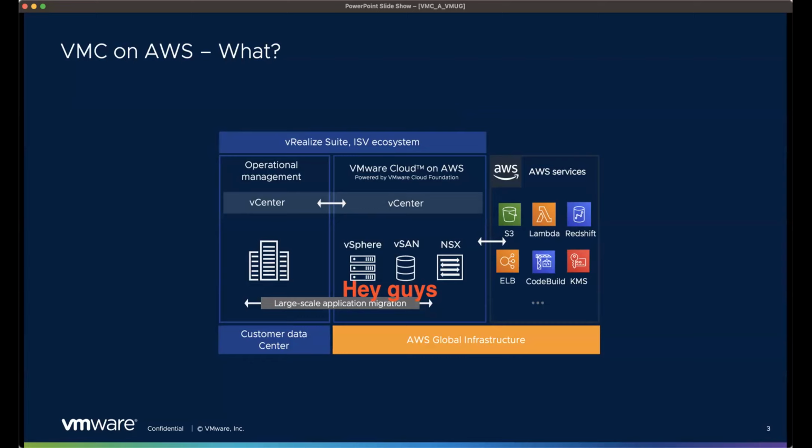regions and availability zones. Quick question, is everyone familiar with the concepts of regions, availability zones, so on and so forth in AWS? Is that a fair assumption? Okay, I see a thumbs up, which is good.